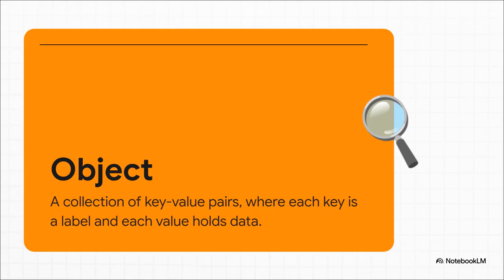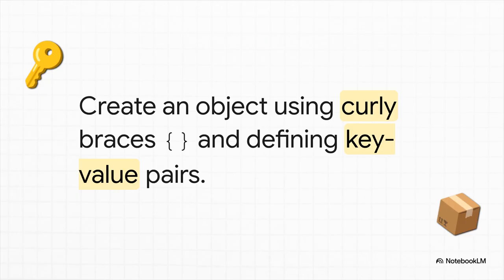The best analogy is a dictionary. The key is the word you look up, and the value is its definition. You create an object using these curly braces, and inside, you just define your key-value pairs. So for example, you could have a key called title with the value learn JavaScript, and another key called priority with the value high. It's like you're creating a little mini database just for this one thing.